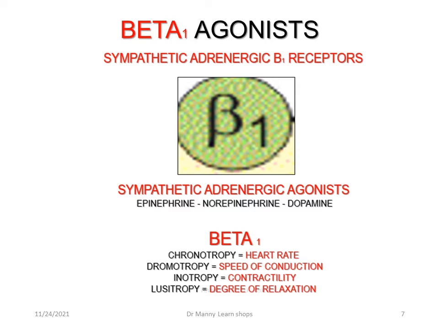Now, let's review beta agonists. Beta1 agonists, they're sympathetic, adrenergic Beta1 receptors. And the sympathetic nervous system has adrenergic agonists, which are epinephrine, norepinephrine, and dopamine, naturally occurring. The Beta1 agonists, if stimulated, increase heart rate, speed of conduction, contractility, and the degree of relaxation thereafter. Beta1 receptors.